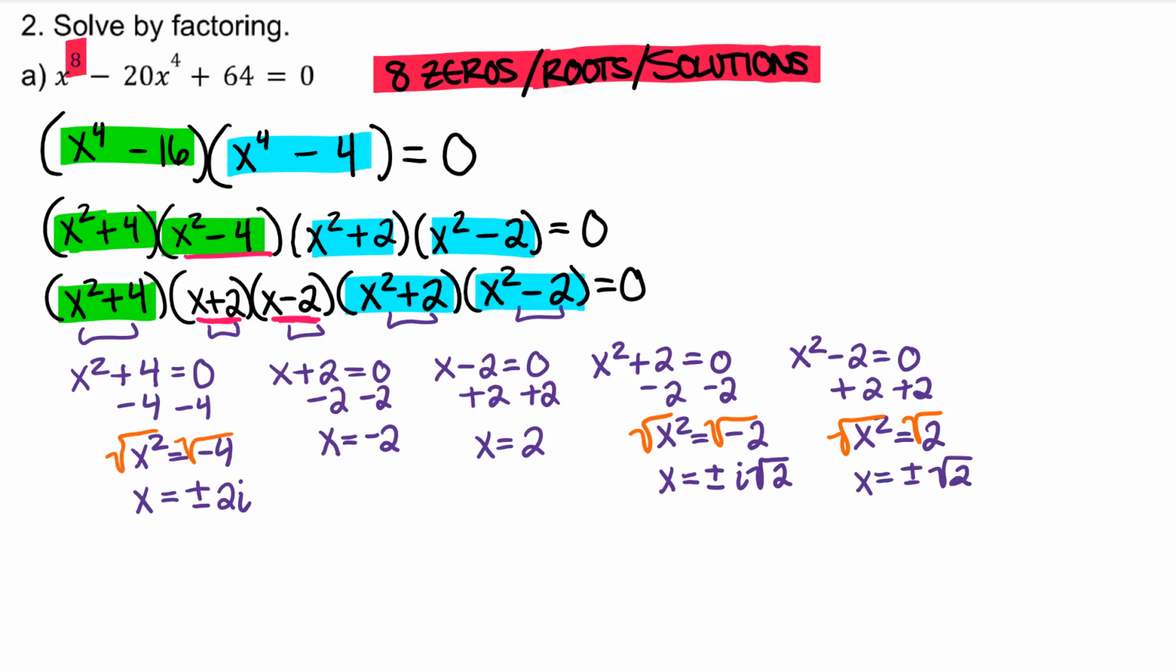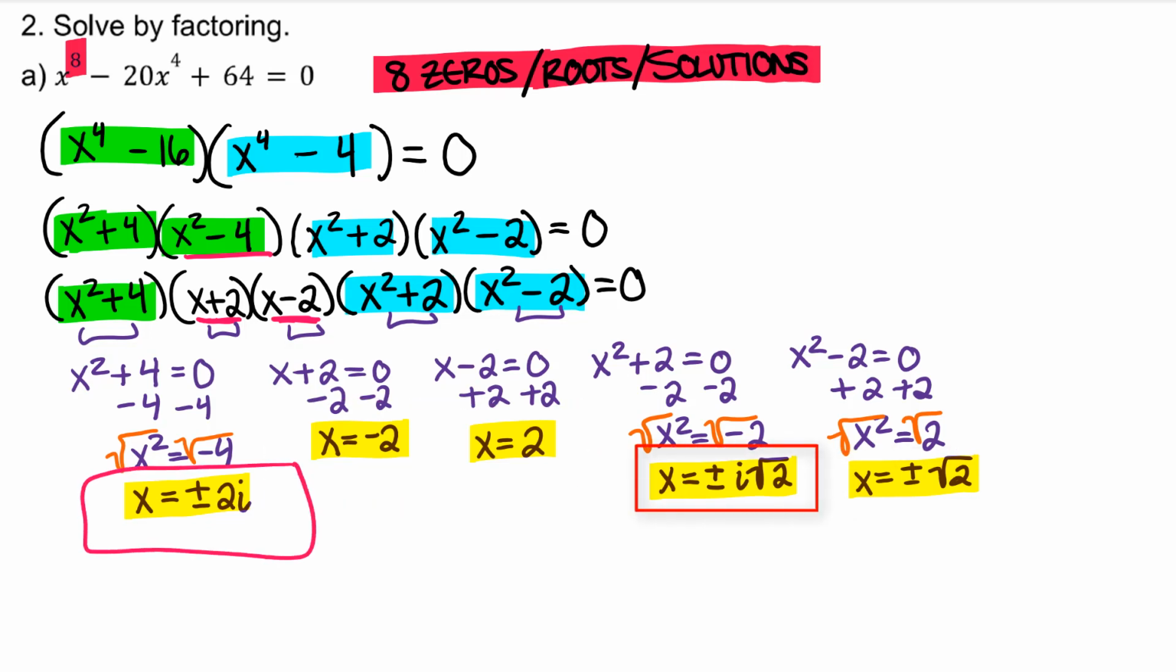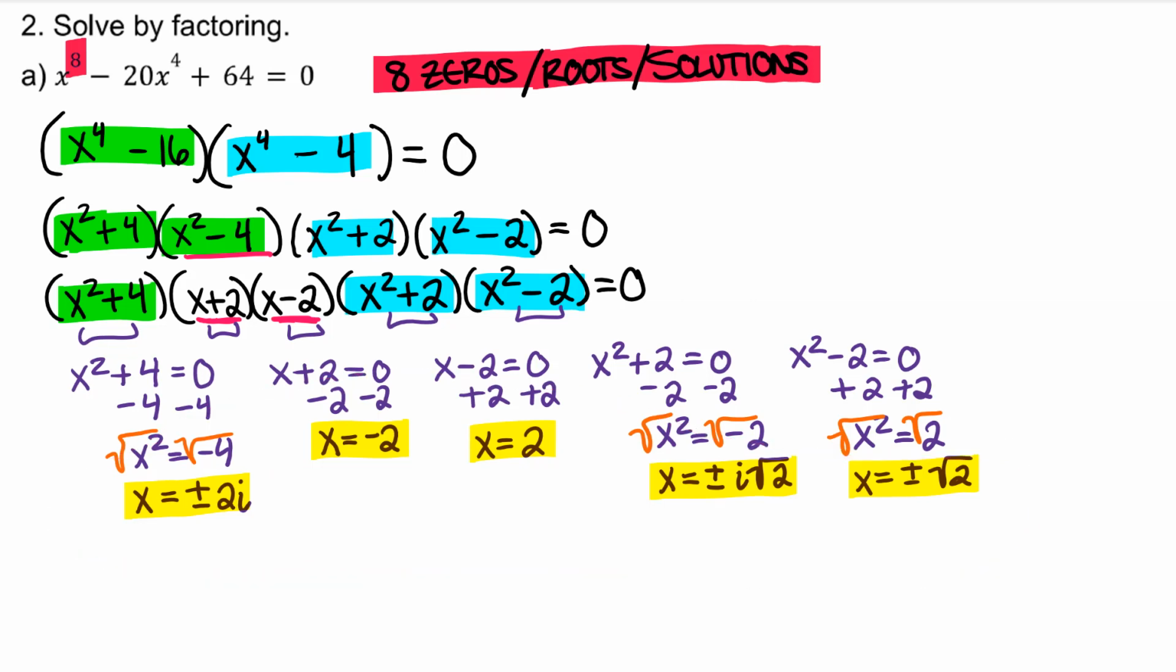Now remember, plus or minus means two answers. So here you have positive 2i and negative 2i, negative 2, positive i root 2 and negative i root 2, positive root 2 and negative root 2. How many solutions is that? 8. Some of those solutions are real, some are imaginary, but all of those solutions are complex, because complex numbers include real numbers, imaginary numbers, and real plus imaginary.